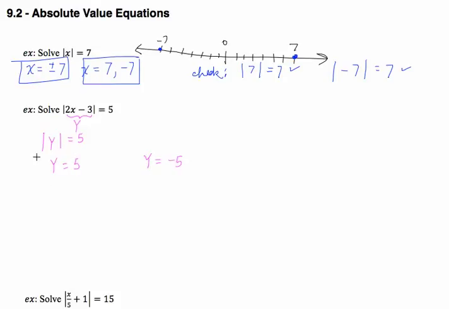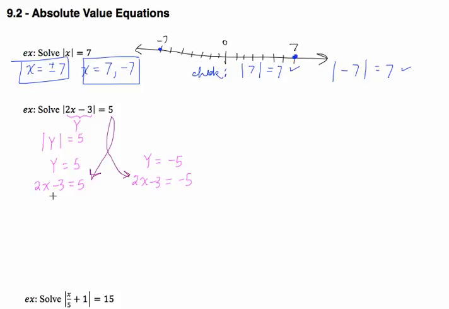And then if I replace y by what I'm calling y, which is 2x minus 3, we have 2x minus 3 equals 5, or 2x minus 3 equals -5. So when you're solving absolute value equations, what you typically do is you say what's in the absolute value is either equal to the positive of what's on the other side or equal to the negative of what's on the other side. And you'll just jump straight to this step without involving a third variable such as y.